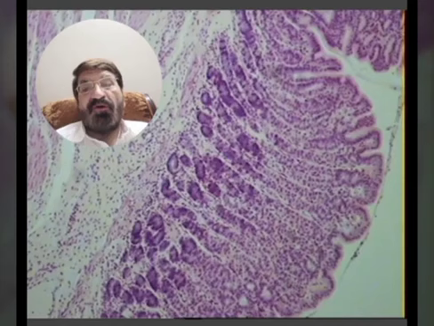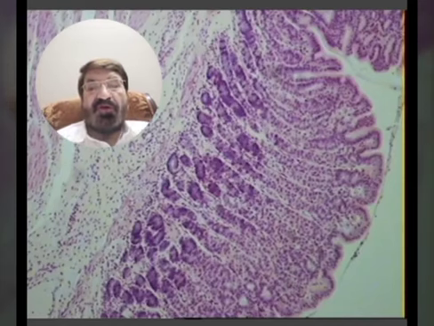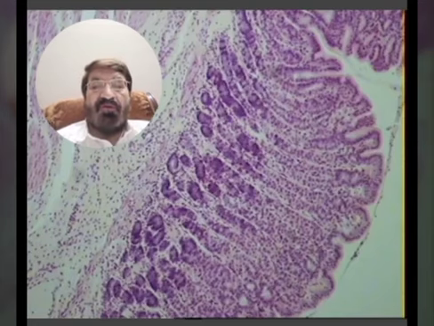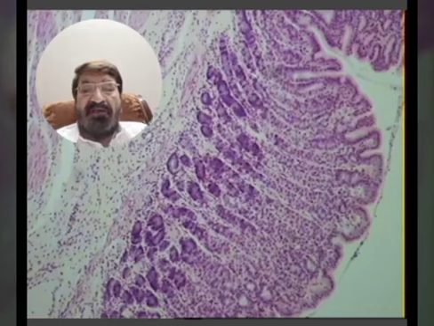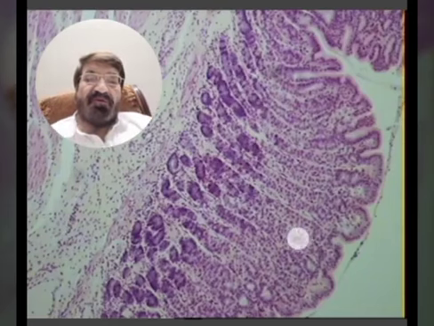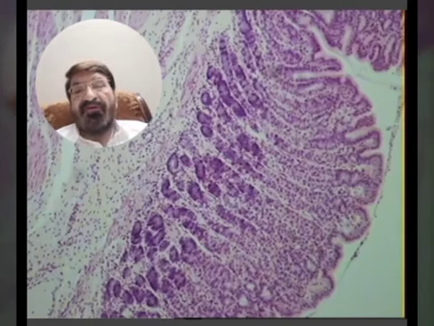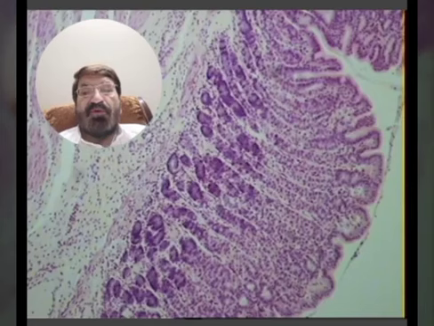The stomach has a lot of secretion because there are always 3 liters of gastric juice present in the stomach, which contains HCl, pepsin, and also mucus. So the gastric mucosa, that is the mucosa of the stomach, is secretory in nature, and then comes the lamina propria and the muscularis mucosae, and then the submucosa.